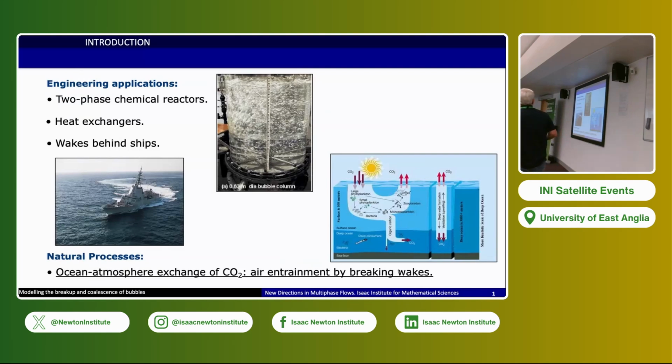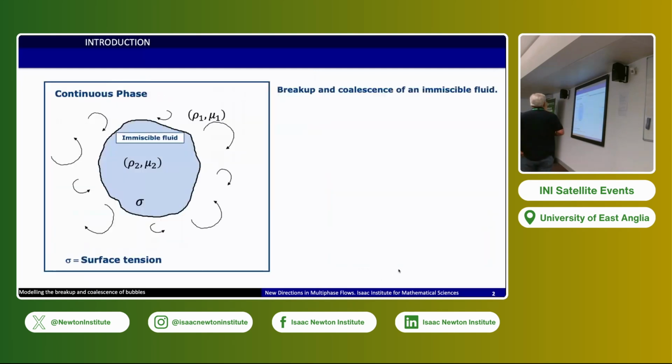I mean, you already know why bubbly flows are important. Bubbly flows are very relevant in many engineering applications and natural processes, right? The gas in liquid provides a surface through which mass is exchanged, leading processes in two-phase chemical reactors, heat exchangers, cleaning tanks, and many others. It also drives the ocean atmosphere exchange of CO2 by the air entrained by breaking waves. So it's really important to provide reliable models to be able to describe the evolution of the population of bubbles in a flow. In this case, it will be in a turbulent flow.